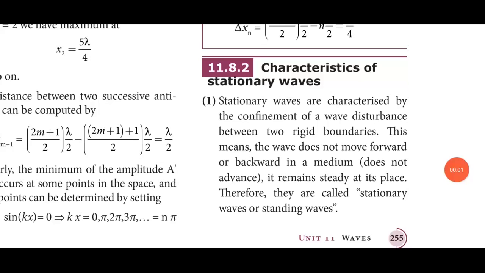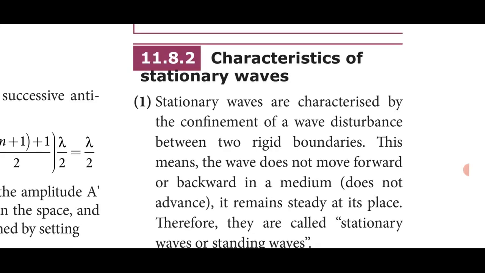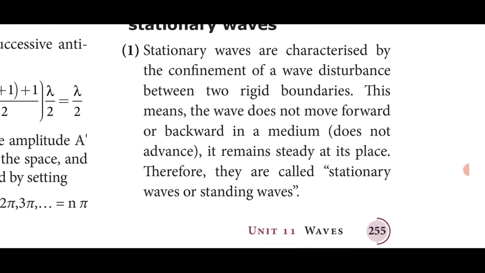Good afternoon, students. So today in Unit 11, we are going to see the next topic, that is the characteristics of the stationary waves. Stationary waves are characterized by the confinement of a wave disturbance between two rigid boundaries. This means the wave does not move forward or backward in a medium. That means it does not advance. It remains steady at its place. Therefore, they are called stationary.